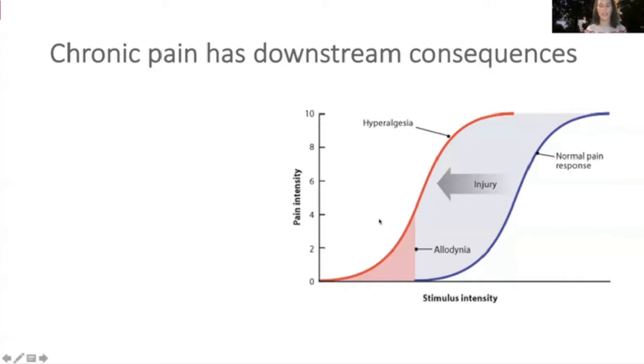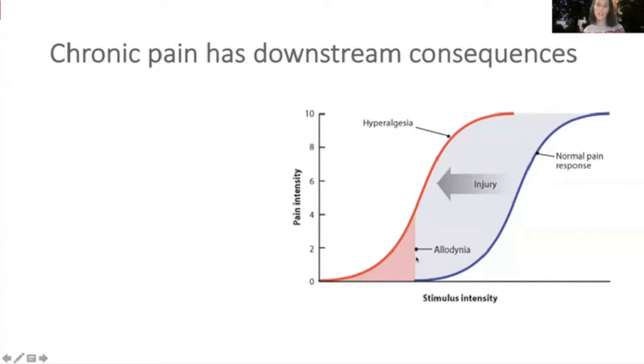So what we're looking at here on the right is a normal stimulus intensity curve. So we have our stimulus intensity along the x-axis, our pain intensity along the y-axis, and in blue we have the normal pain response. So as the stimulus becomes more intense, it starts to become painful, and that pain intensity increases as the stimulus intensity increases.